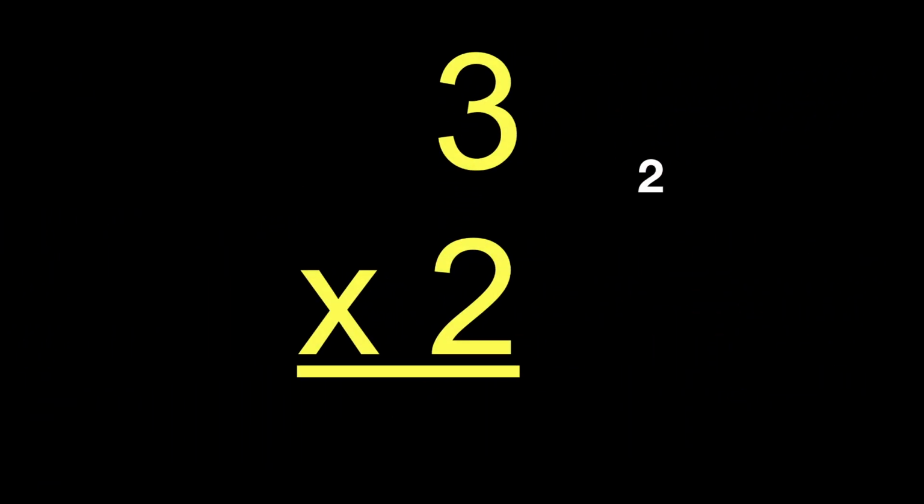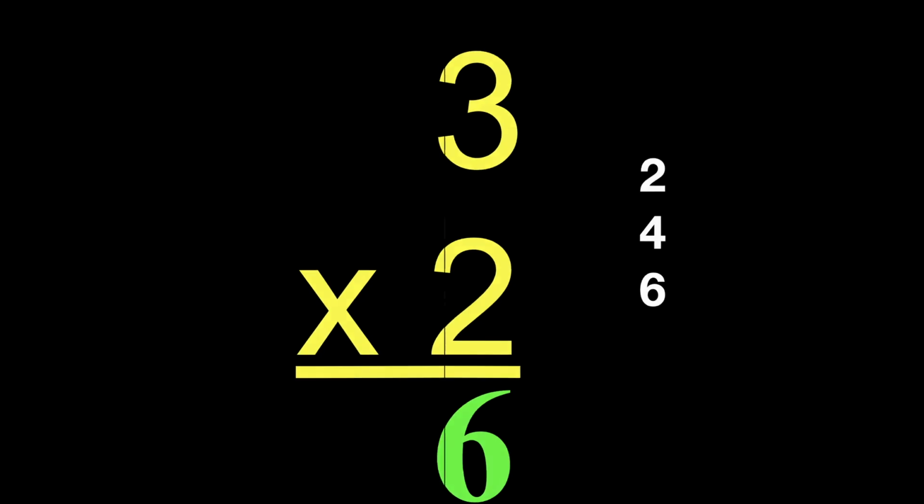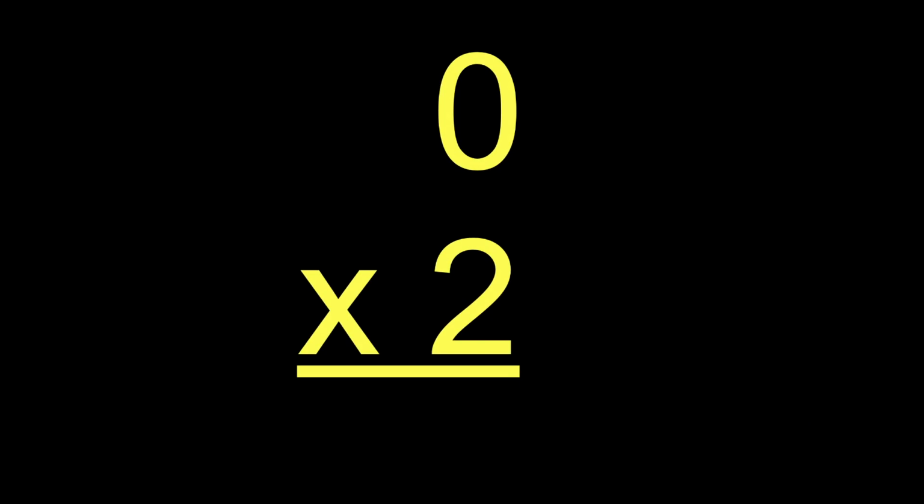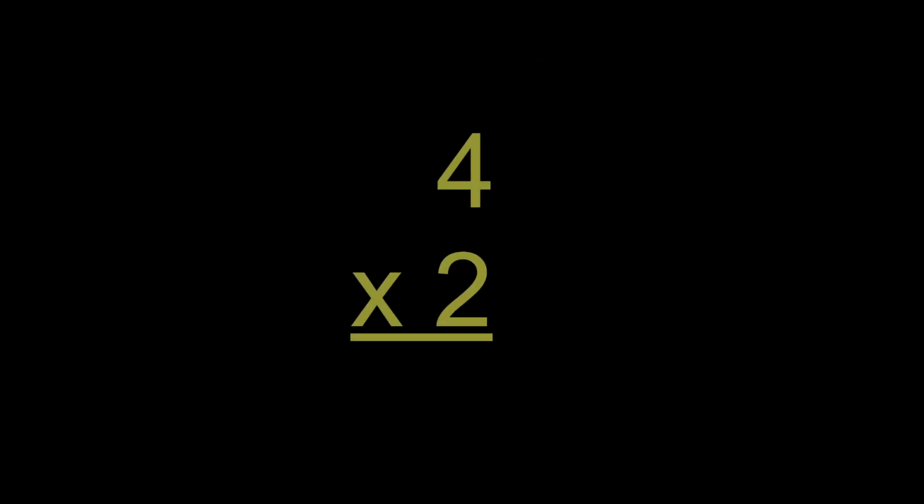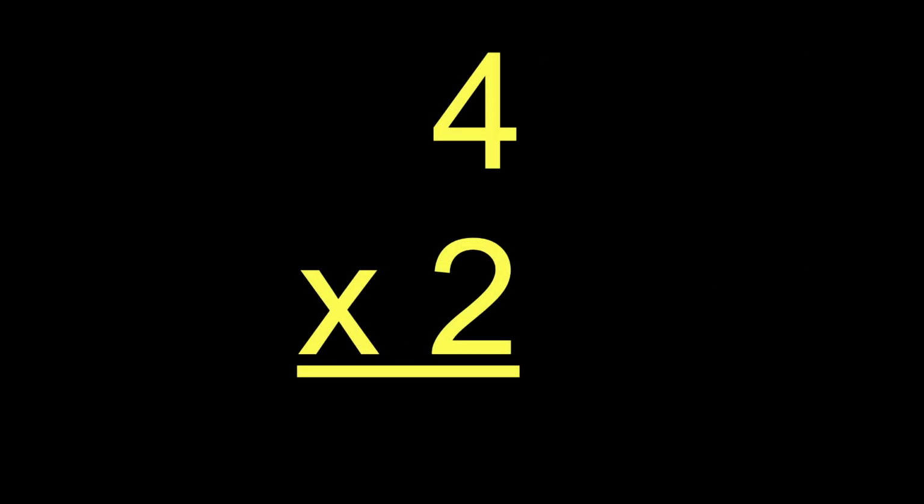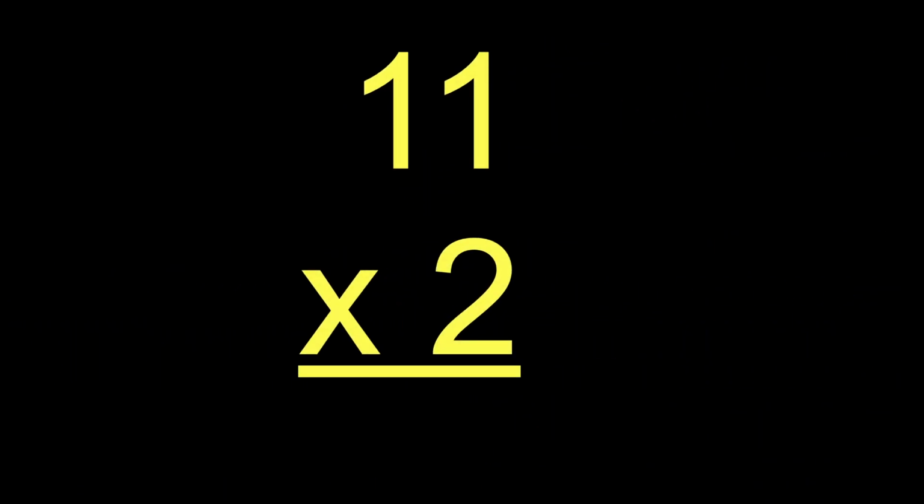3 times 2. You'll eventually know it very quickly and just guess 6. Good one. That's easy, right, Faith? That's just the 0 rule. Remember, any number times 0 is always 0. 4 times 2. Well, that's easy. 2, 4, 6, 8. Perfect.